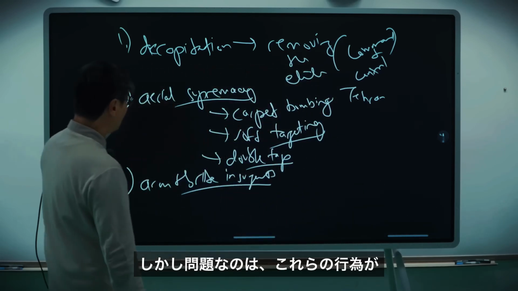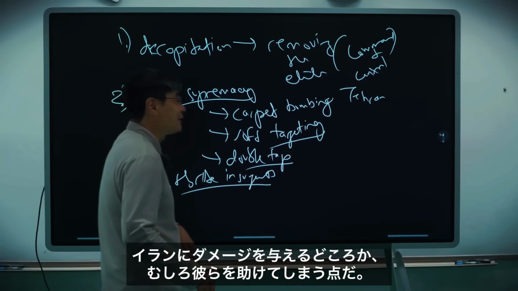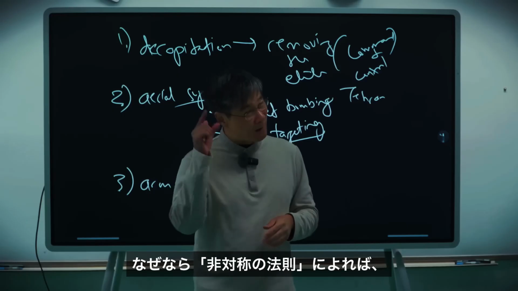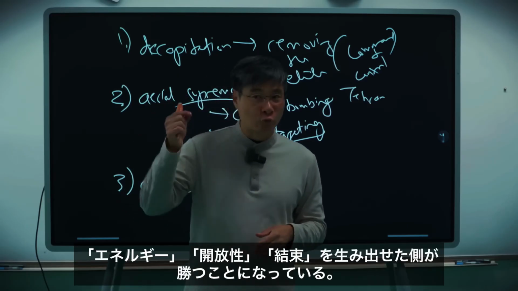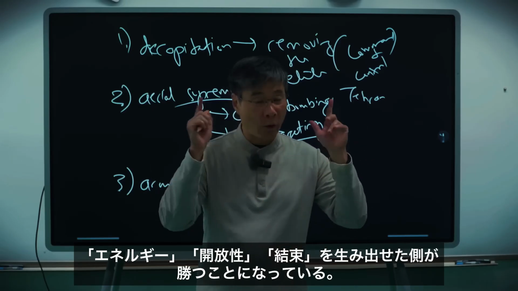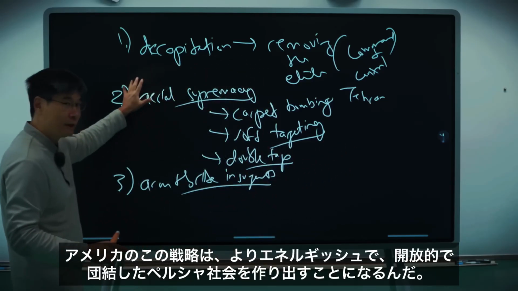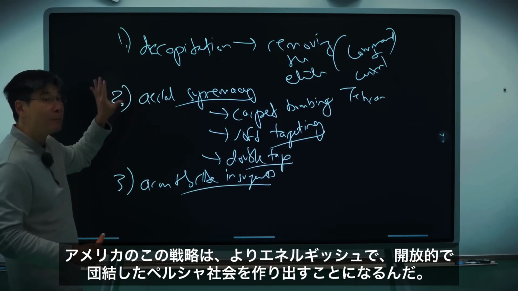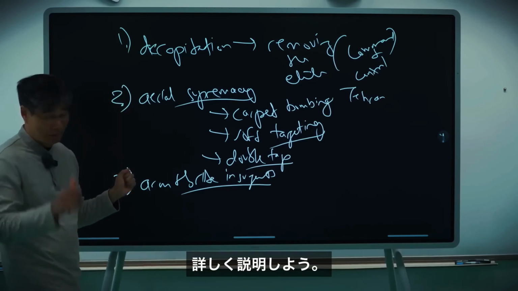The problem with this is that when you do these three things, you're not actually hurting the Iranians, you're actually helping them. Because remember, the law of asymmetry states that whichever group is able to create energy, openness, and cohesion will win. And guess what, guys? This American strategy is going to create a more energetic, more open, and more cohesive Persian society. All right, let me show you how.